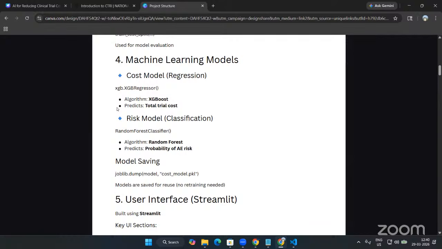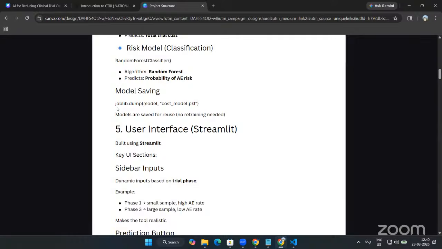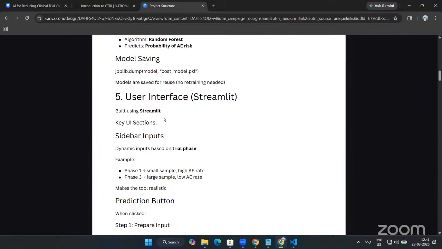Further, we will save the model, and the model will be saved as cost_model.pkl. That is how the model will get saved. Then we will create a user interface. For that we have Streamlit, which is a Python library, and with that we will design the whole UI.